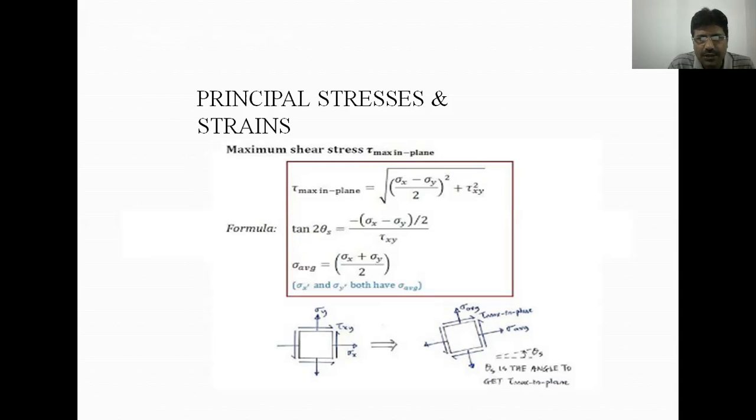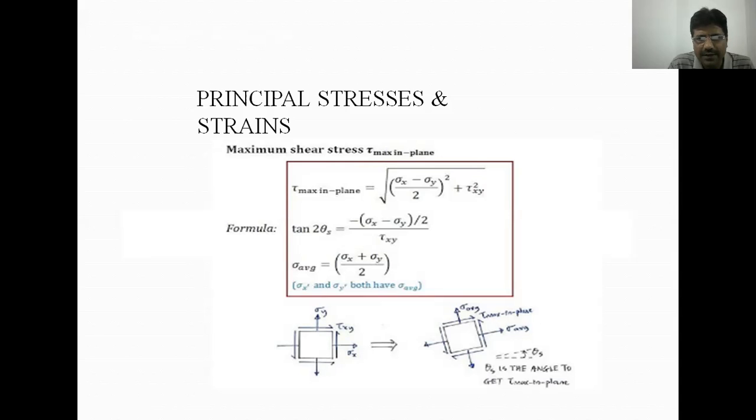So the question is, what would be the direction of the plane, or at what angle will the plane be inclined, along which the maximum shear stress is acting. The plane along which the maximum shear stress acts is given by tan 2 theta s equal to minus ((sigma x minus sigma y) by 2 divided by tau xy). So this way we find 2 theta s, for the maximum shear stress. Again, theta s is equal to half into tan inverse of minus ((sigma x minus sigma y) by 2 divided by tau xy).